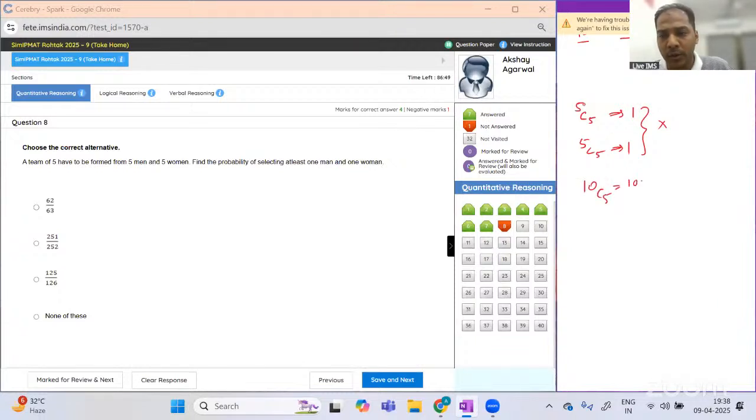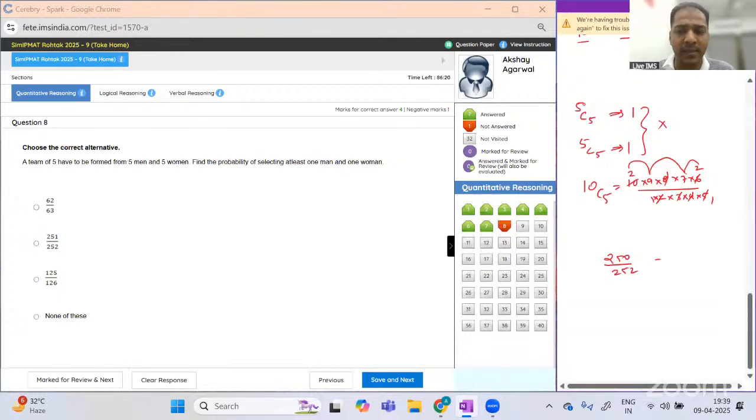So that's equal to 10 into 9 into 8 into 7 into 6 upon 1, 2, 3, 4, 5. So 2 into 4 is 8 and 8 gets cancelled. 3 goes once, 3 goes twice, that gets cancelled. 5 goes once and 5 goes twice. 2 into 9, 18. 18 into 7 is 126. 126 into 2 is 252. So the answer is 250 upon 252 because there were 2 unfavorable cases. That's 125 by 126. The answer is option C.